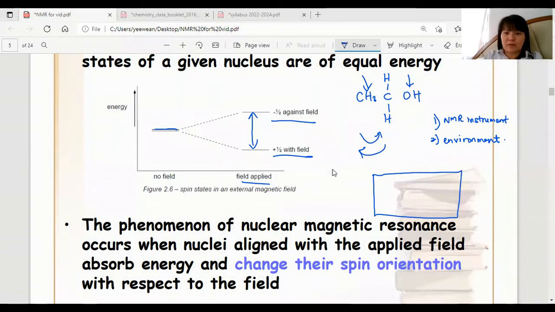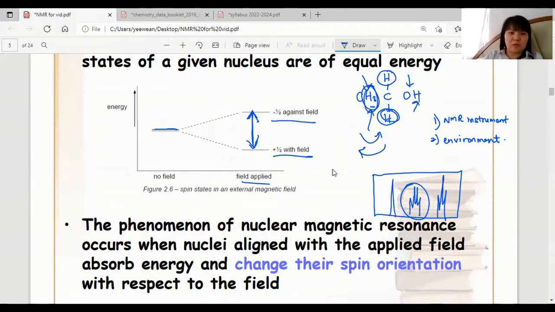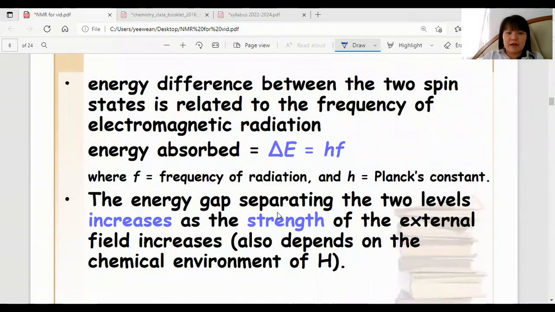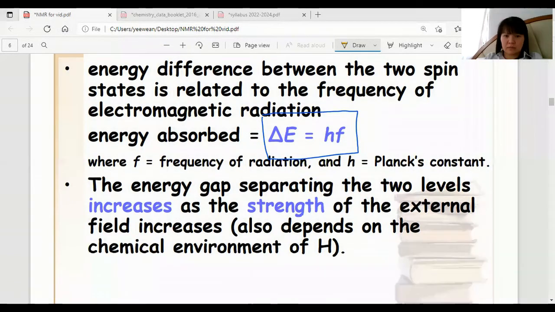This is why when you have protons in the same environment, they will only give you one set of peaks, one signal, because they have the same environment and the same energy gap. So just one set for them, another set for a different environment here, and one more for this OH alone. That energy difference, E equals hf, is a formula you've seen before, or E equals hv in some syllabuses. It's the same thing. v or f here means the frequency of the radiation.